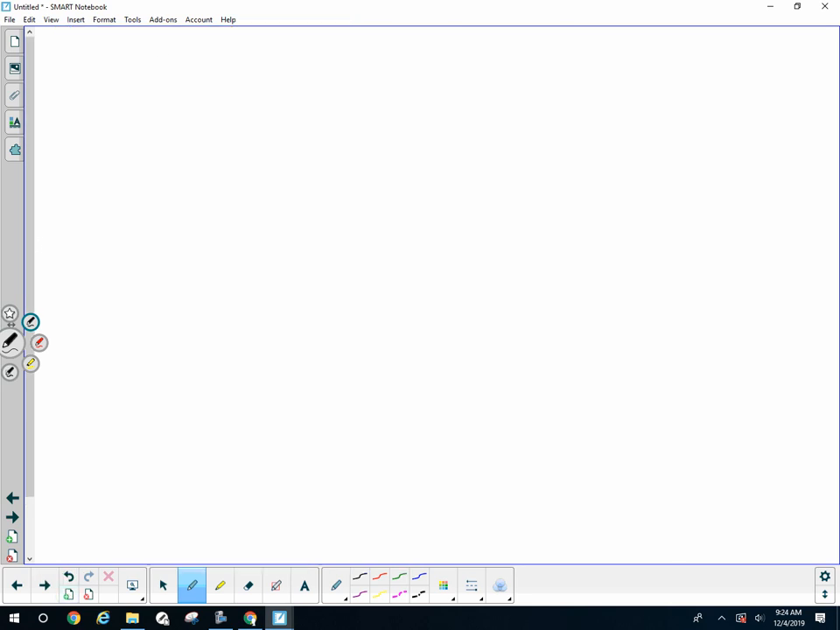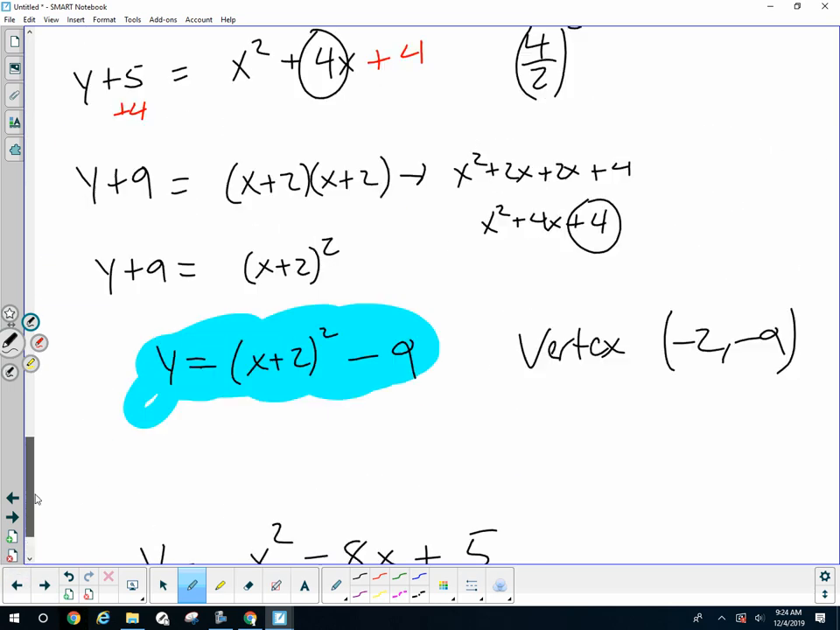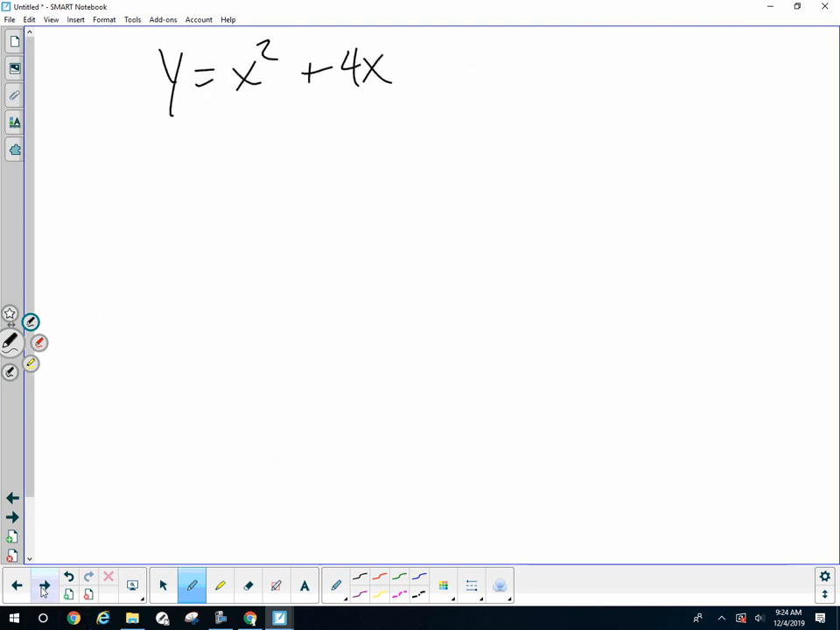X squared plus 4x plus 5. Was it plus 5 or minus 5? I think it was minus 5. X squared plus 4x minus 5. Please find the vertex by completing the square. Okay, the sub could pause. Students, do it yourselves so that you know you can do it.